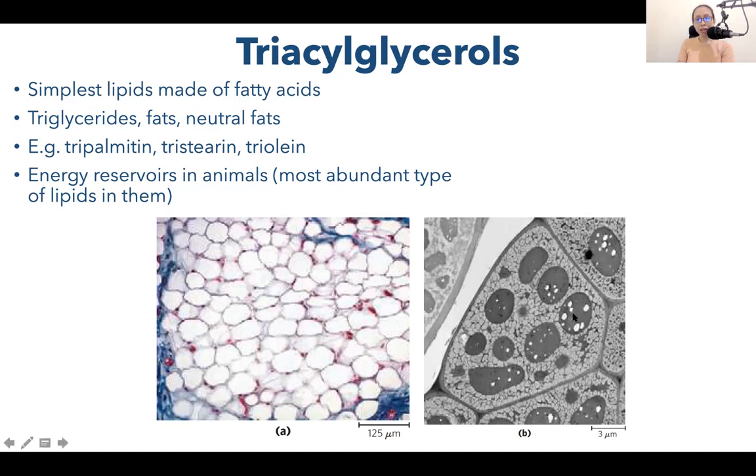In plants, there are also cells that also store your triacylglycerols. So dito, yung nakikita niyong puti sa labas niyang dark spheres na yan, those are the fat deposits.